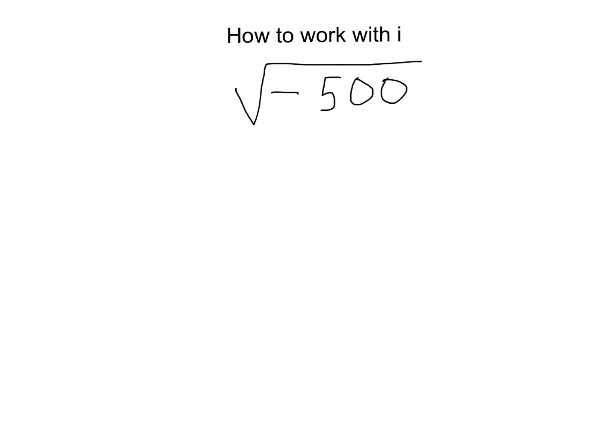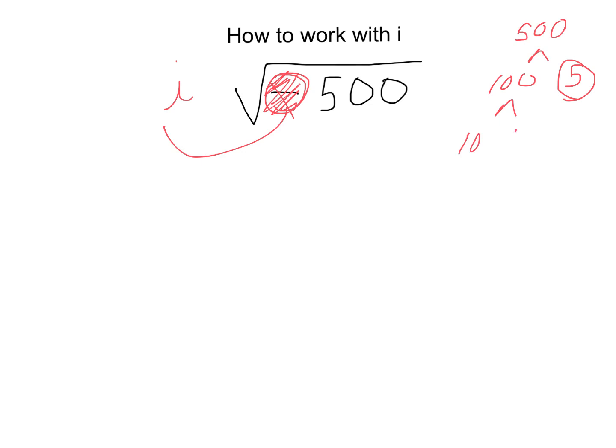Alright, so here we go. First thing I see, negative, comes out as i. Okay, so now let's break down 500. Now I'm going to do this a little faster because dividing by 2 will take me all day. So there's 5. 100 I know is 10 and 10. 2 and 5, 2 and 5. Okay, so let's reset the radical.